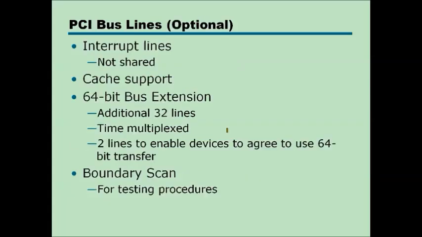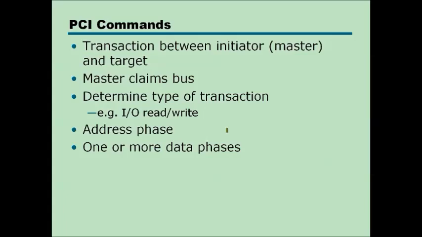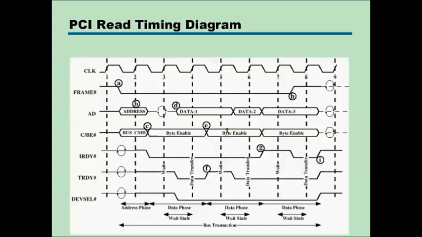These are optional PCI bus lines: the interrupt lines, cache support, 64-bit bus extension, and boundary scan. PCI commands: this is the transaction between the initiator and the target. The master claims the bus and determines the type of transaction, either input, output, read, or write. We have the address space and one or more data phases.